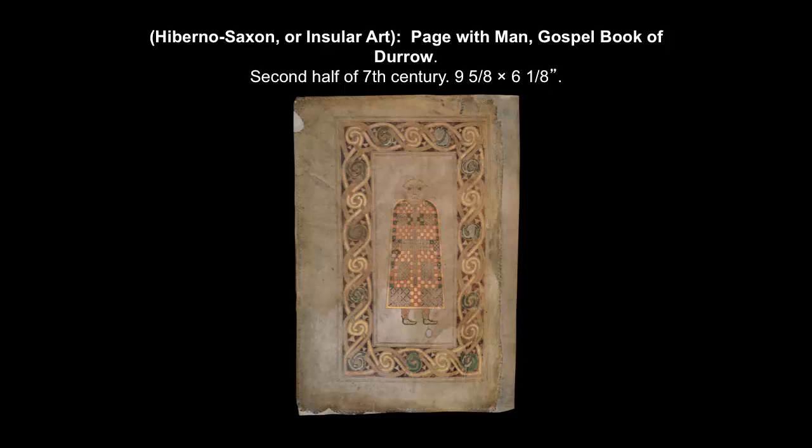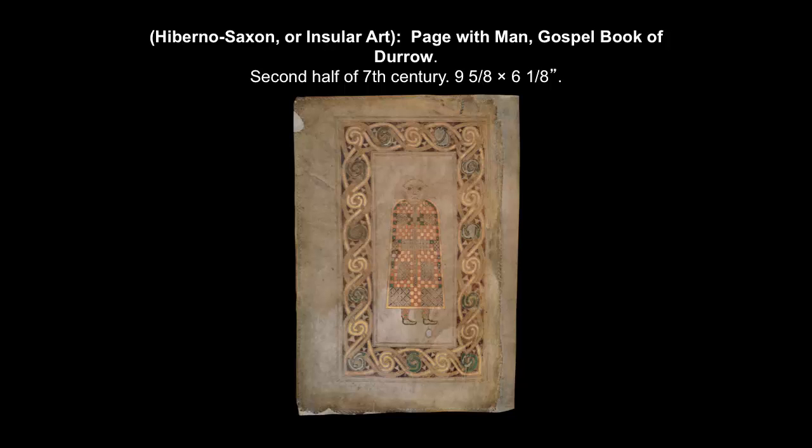So the art produced in Ireland and off the coast became known as Hiberno-Saxon, or insular art. Hiberno refers to the ancient name of Ireland, and insular means island, referring to the distinct blend of Celtic knotwork, interlacing organic patterns and animal imagery, all of these things that were produced there. Principally, these are terms that are associated with manuscript production, but there are also surviving examples of Hiberno-Saxon or insular metalwork.